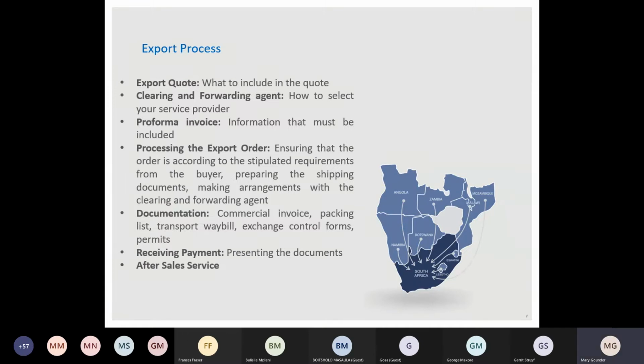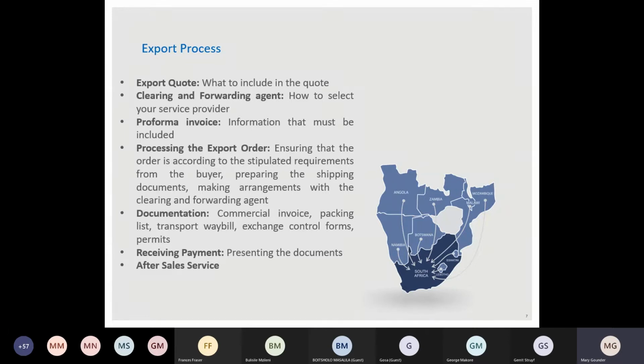Okay, the export process. Once you've looked at the market and you started advertising, and given prices out for your products, buyers may come to you and say, please provide a quote. And on the trade toolkit, we do have a quote template that you can use, just to give you an idea of what to include on your quote.